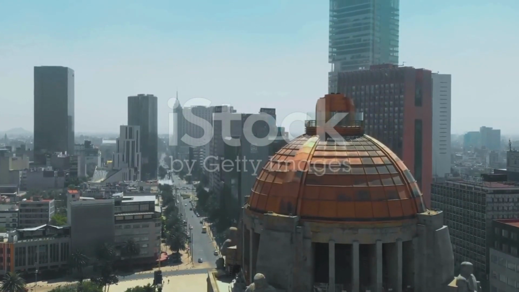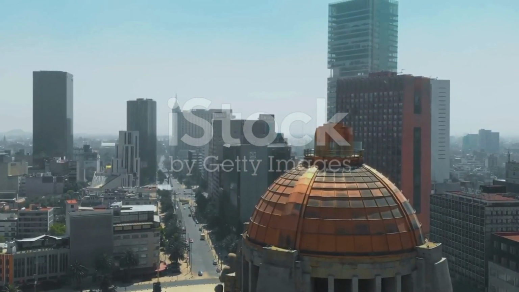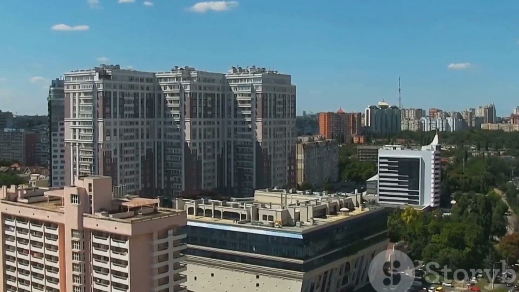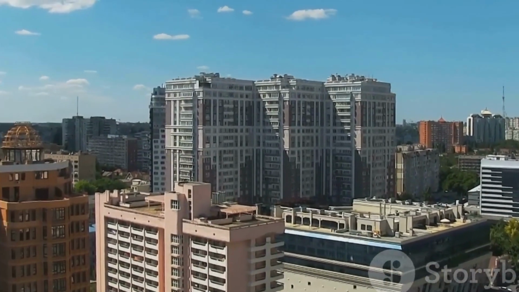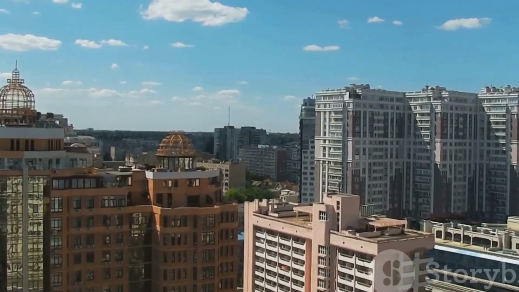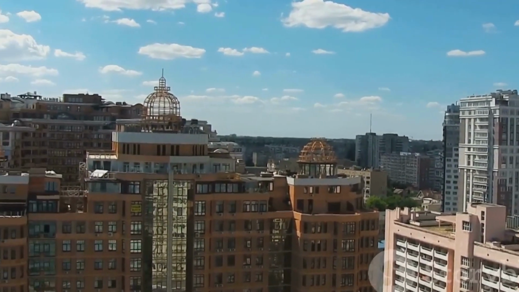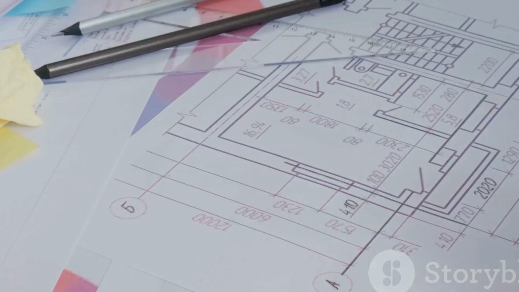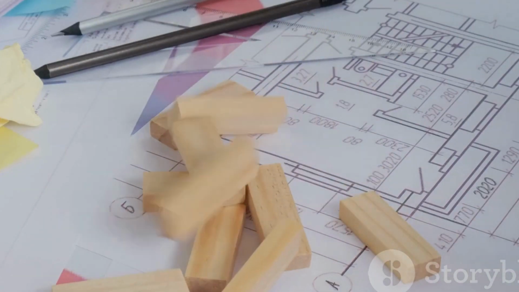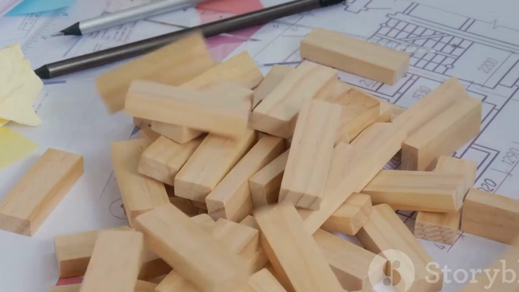At its core, architecture is the art and science of designing and constructing buildings and other physical structures. But it's much more than just creating spaces. It's about shaping environments that are functional, beautiful, and meaningful. So, what exactly is architecture? Let's break it down and explore its many facets.